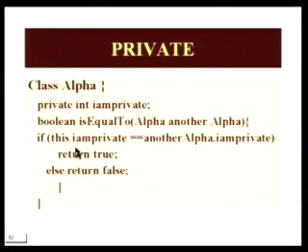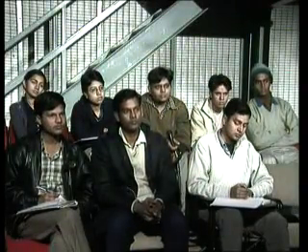Now I am trying to access something like this. If this.iamPrivate equals anotherAlpha.iamPrivate, return true, else return false. So will it be true or false? It will be true. The reason is that when we say private, you can access data from a number of objects of this class. But if you try to access from different classes, there will be a problem. This is what you are trying to understand, right?